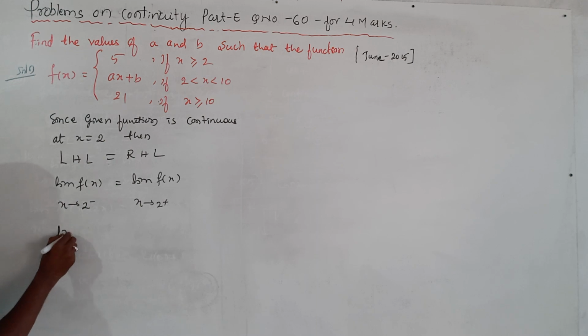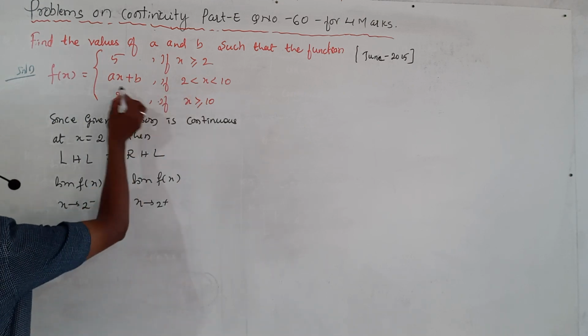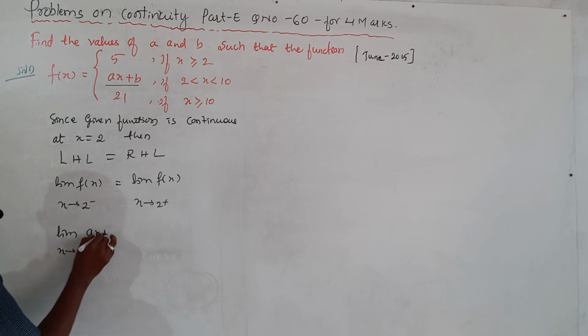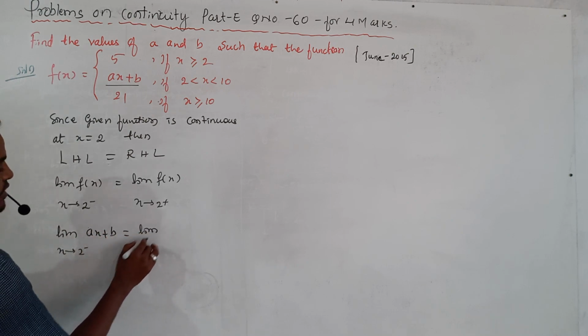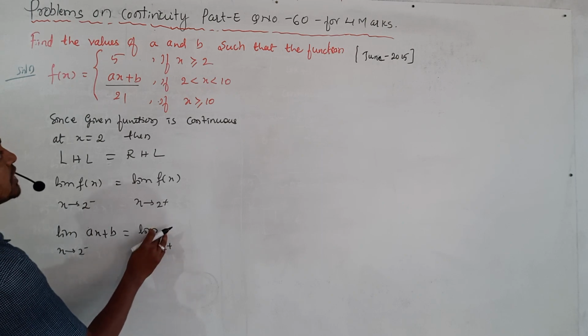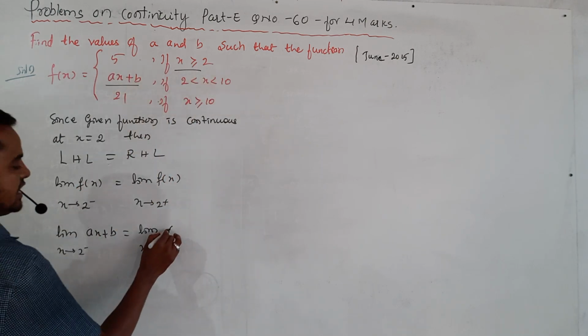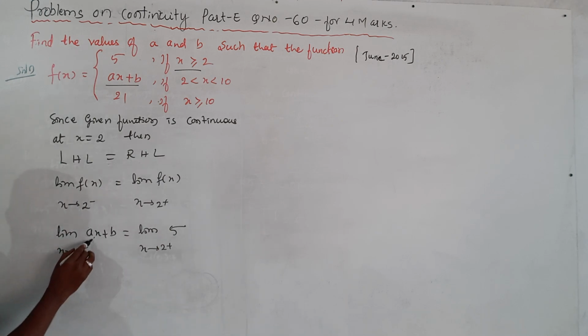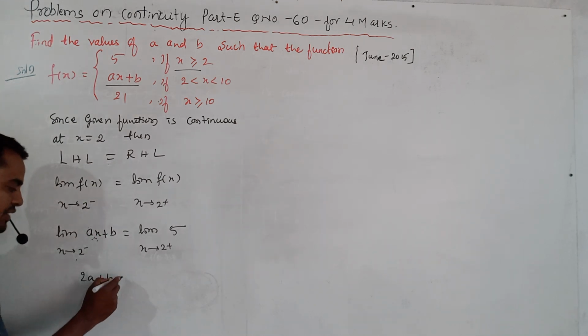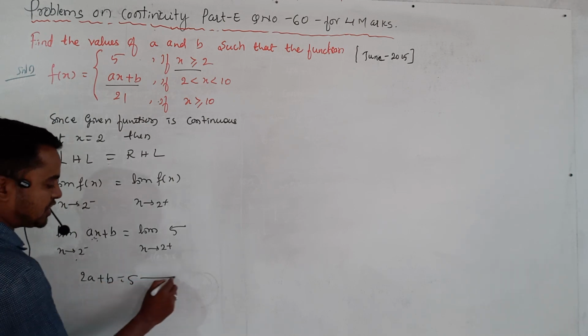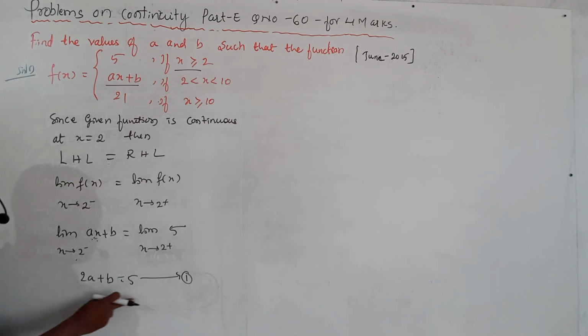Then limit as x tends to 2 minus. 2 minus means less than 2. Which function do we take here? Less than 2 means ax plus b. Limit as x tends to 2 plus. 2 plus means greater than 2, so we take 5. See here, put the value of x, the limit will be removed: 2a plus b. x is 2, 2 into a, 2a. 2a plus b is equal to 5. Call this equation 1. It is a linear equation in two variables, a and b.